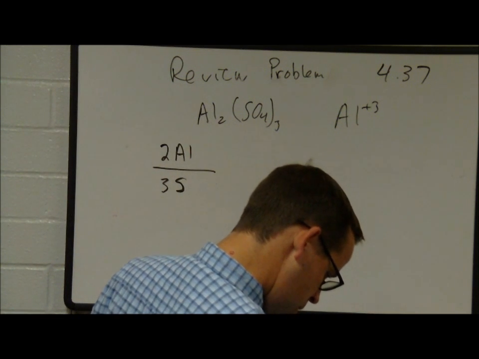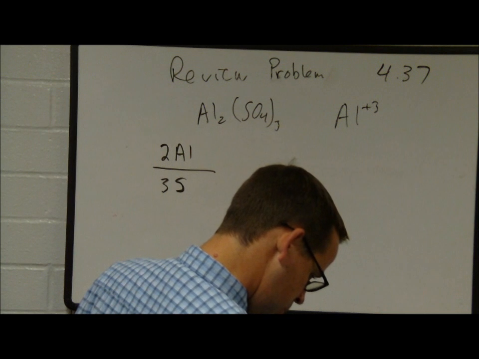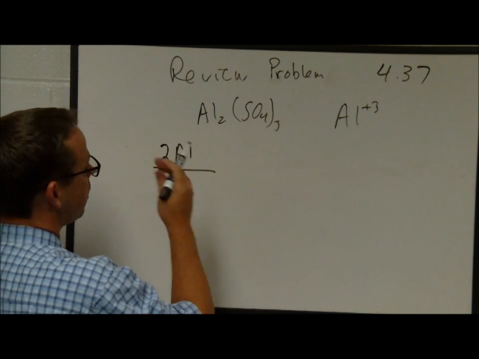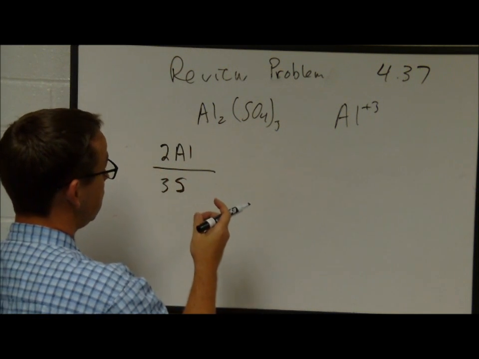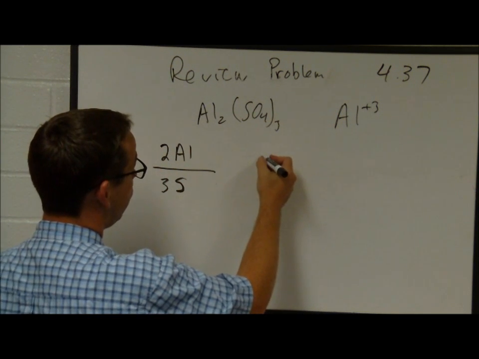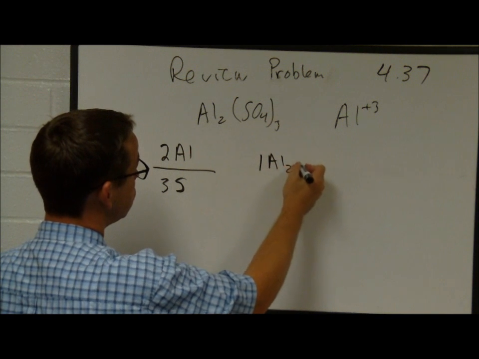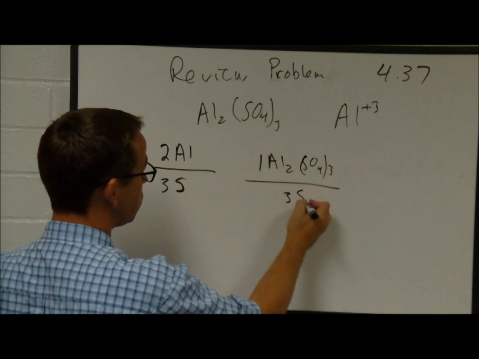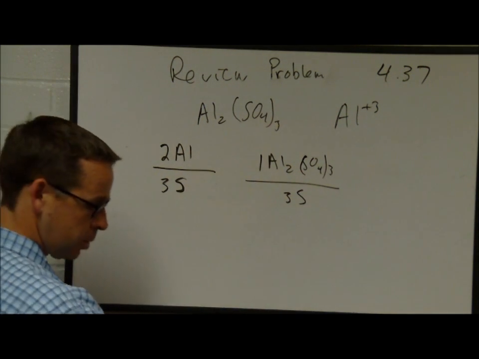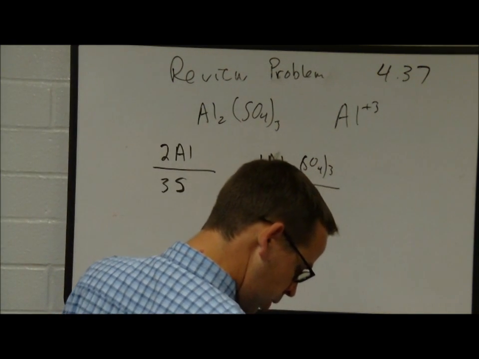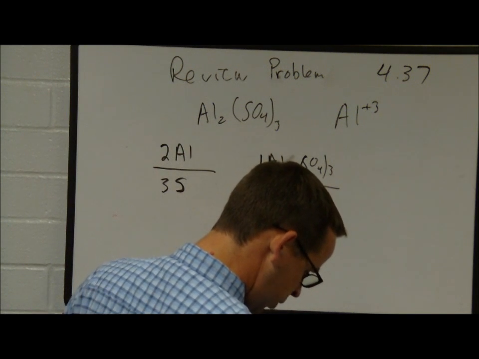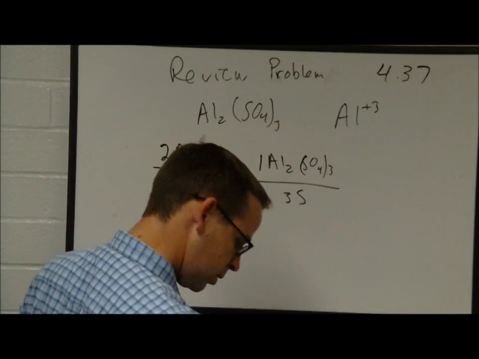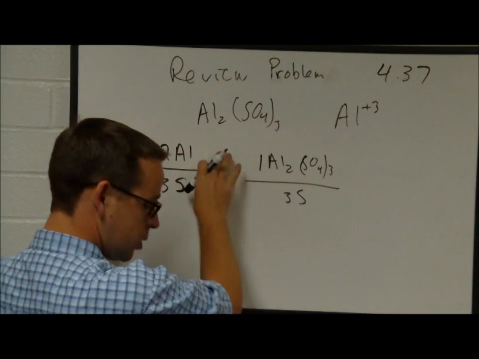What are we supposed to do? Construct a pair of conversion factors that relate moles of aluminum to moles of sulfur for this compound. Another conversion factor can be for every 1 Al2(SO4)3, there are 3 sulfurs. Right, so that's another example of a conversion factor. This is the first one here.